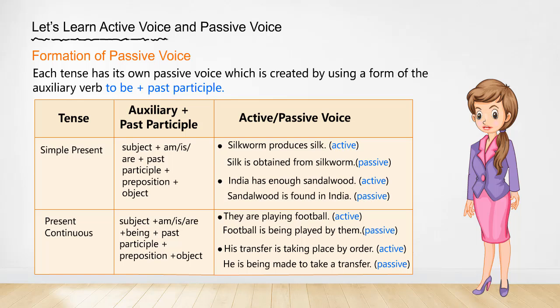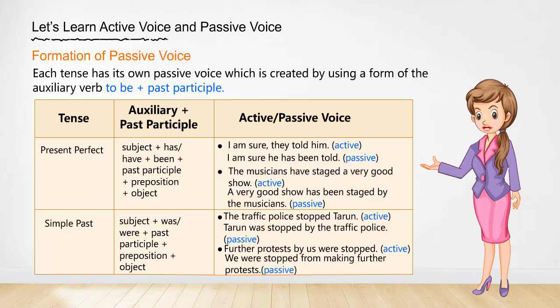His transfer is taking place by order, active. He is being made to take a transfer. Passive. Present perfect. Subject plus has, have plus been plus past participle plus preposition plus object. I am sure they told him. Active. I'm sure he has been told.